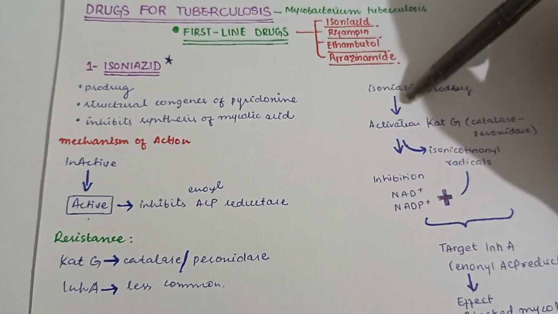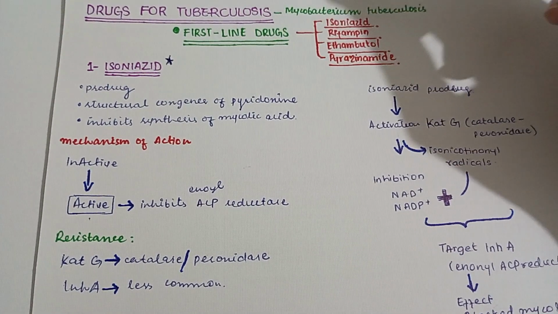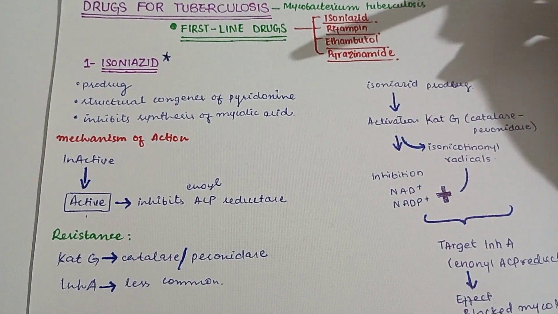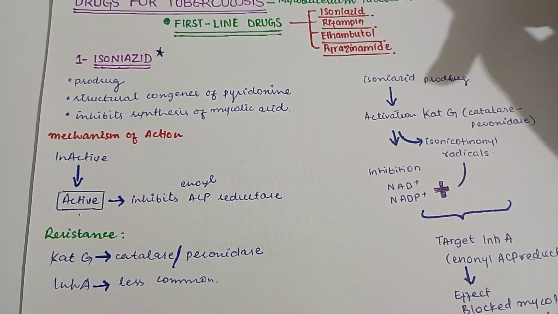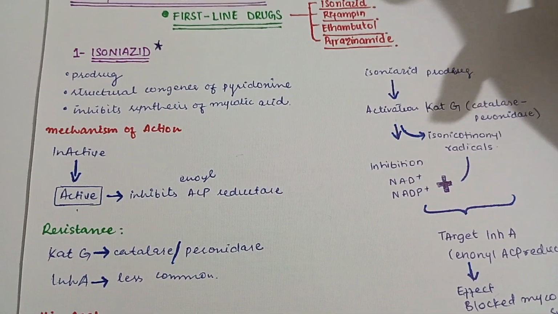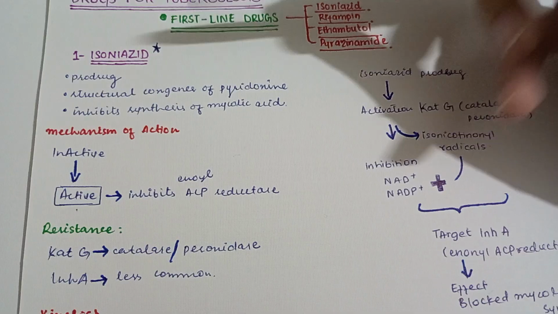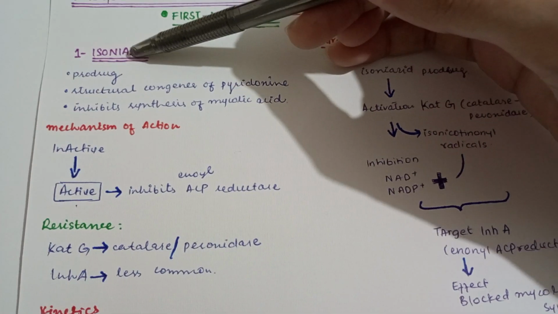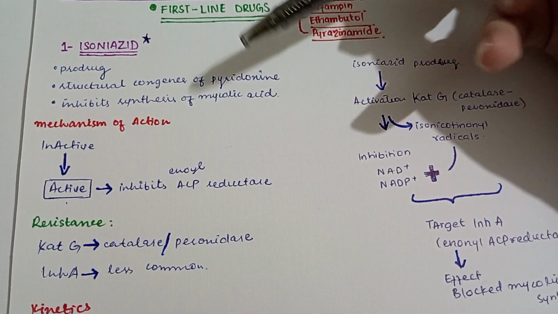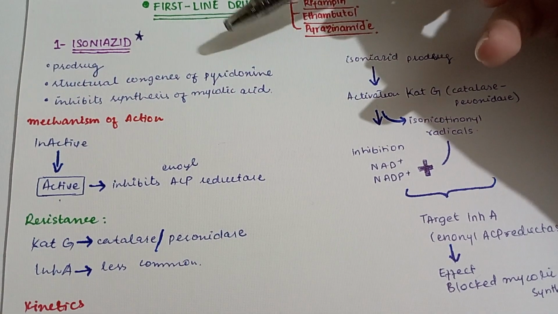In this video, the main focus is on the mechanism of action of these drugs. But we will also cover the mechanism of resistance, a little bit touch of pharmacokinetics as well as the toxicity. So let's start with Isoniazid. So Isoniazid is actually a prodrug. It's given in inactive form, and in the bacterium it is converted in the active form.